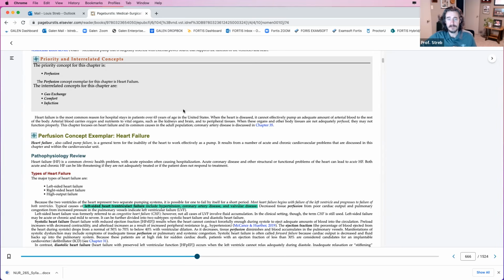Everything about cardiac boils down to one concept, and this is cardiac output. Cardiac output is just your heart rate times your stroke volume. And we're going to look at that because everything we're going to talk about, every disease of the heart, every condition of the heart leads back to one thing, and it's just heart failure.